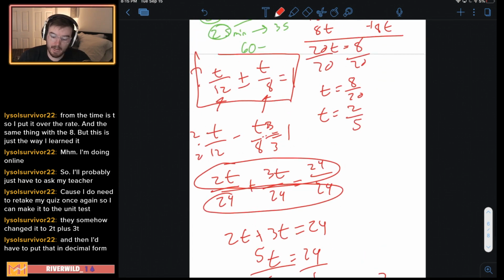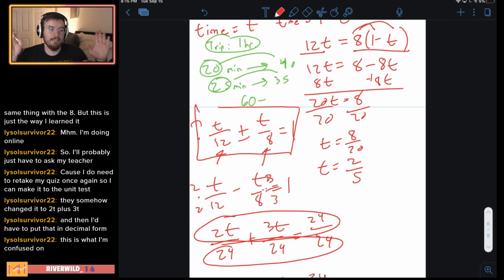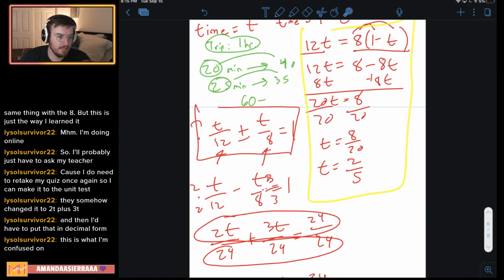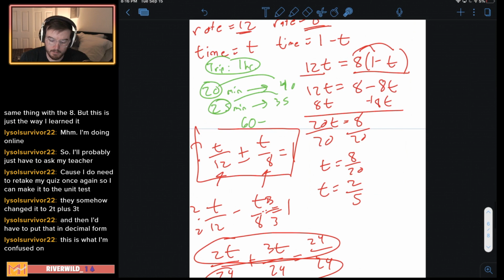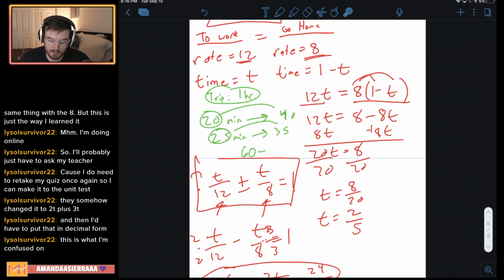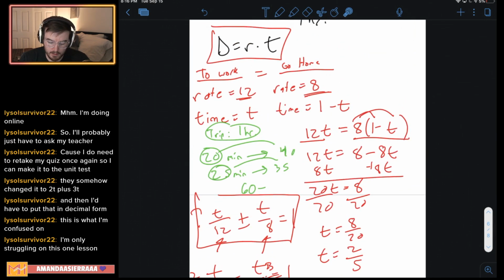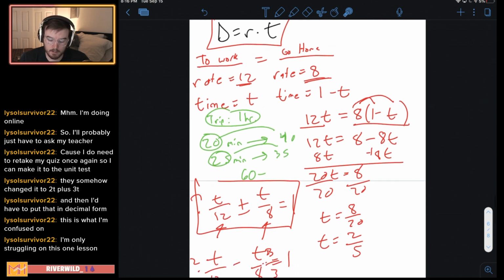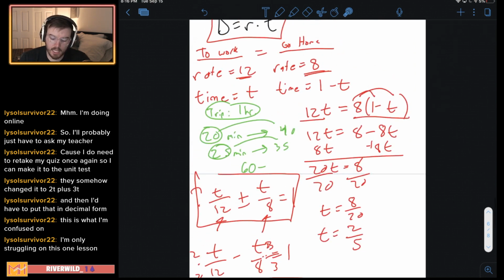I know for a fact that what I did is correct. I do know that this right here is correct. This to me doesn't make any sense, because this is time divided by rate. I don't think t represents time here. I think it represents distance. Is that it? Okay, let me finish the problem.